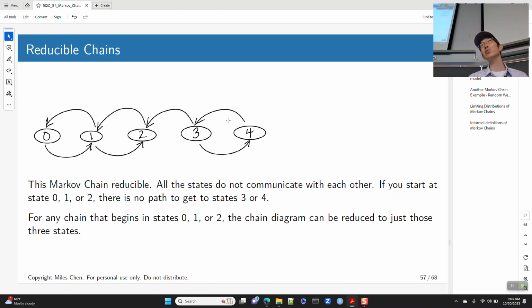And so we say this is reducible because if I start off at 0, 1, or 2, I might as well just throw away the rest of the chain, or the rest of our diagram. I can reduce our diagram just to 0, 1, and 2, and nothing would change, right? I wouldn't be losing any information about where our Markov chain would be going into the future if I start off at 0, 1, or 2.